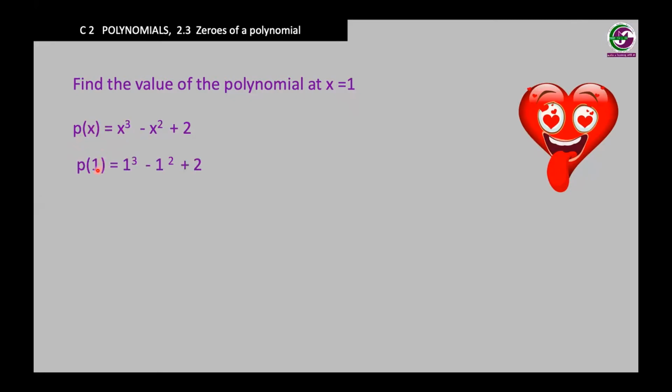x is replaced by 1. So x to the power 3, 1 to the power 3, minus 1 to the power 2, plus 2. We are just replacing wherever you have x by the number 1. So 1 to the power 3 is 1, minus 1 to the power 2 is 1, plus 2. 1 minus 1 is 0. And what's your final answer? 2. So the value of the polynomial x cubed minus x squared plus 2 at x equal to 1 is 2.